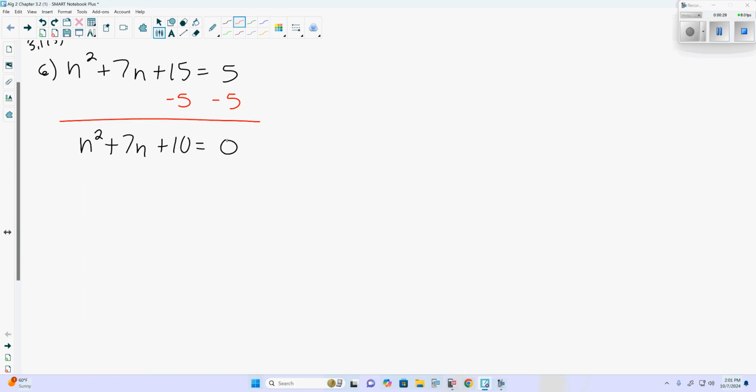So really, it doesn't matter if we need to move one thing, two things, three things. We need to get the equation equal to 0. Go on and grab a Chromebook. Yes. And now that we have this equal to 0, we can factor to solve.